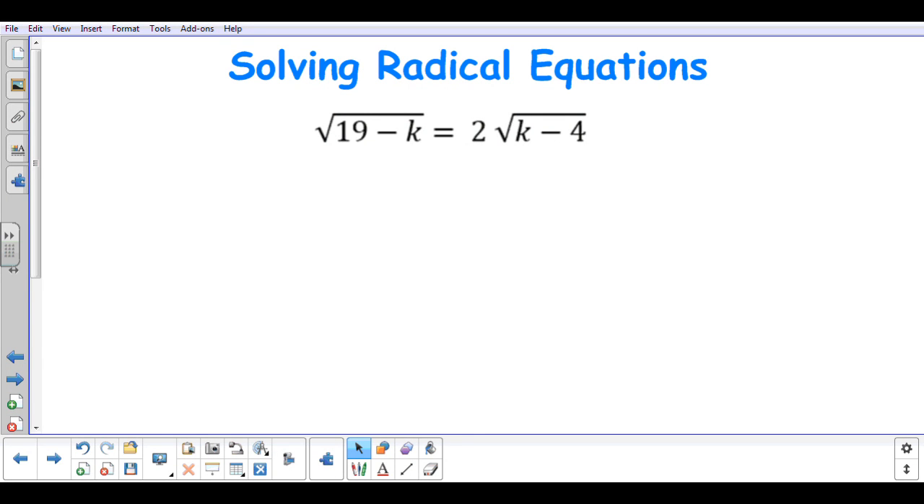When we solve radical equations, we may not always be able to isolate the radical. So here in our example, I have the square root of 19 subtract k equal to 2 times the square root of k subtract 4. On the right side of our equation, I have a 2 in front of my square root sign, so I would need to divide this over in order to isolate my square root.